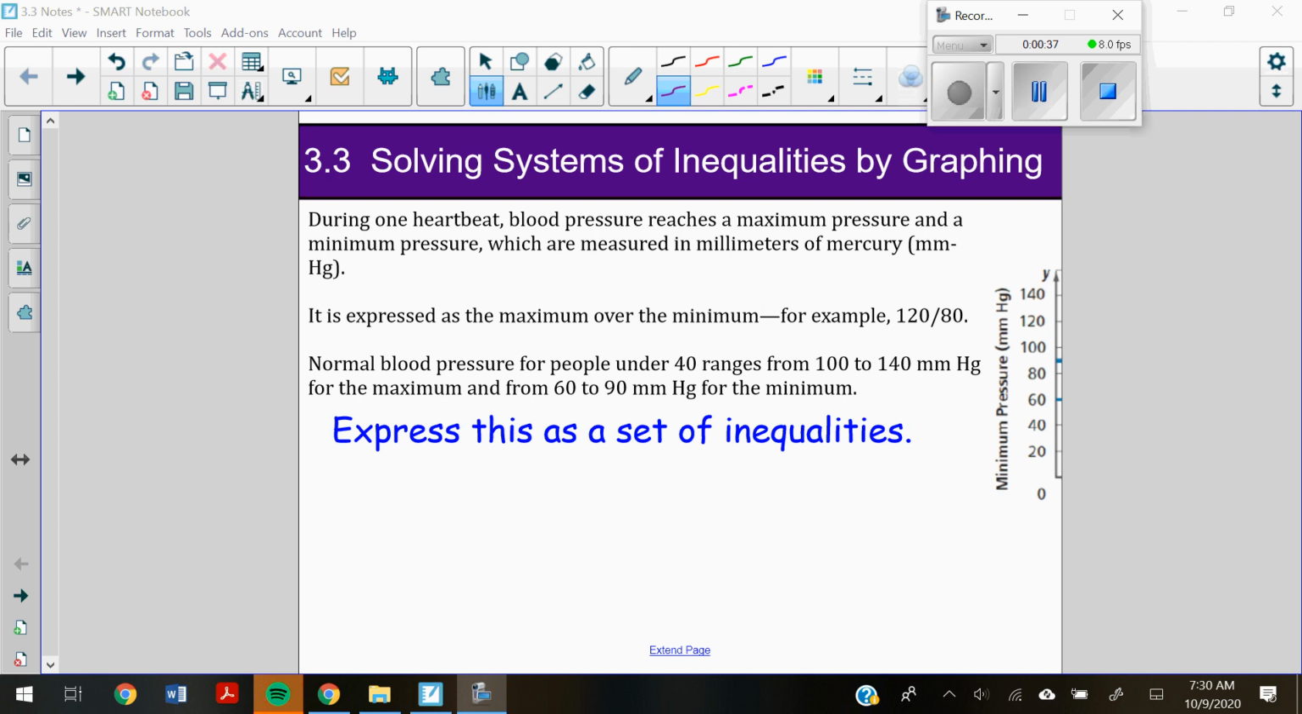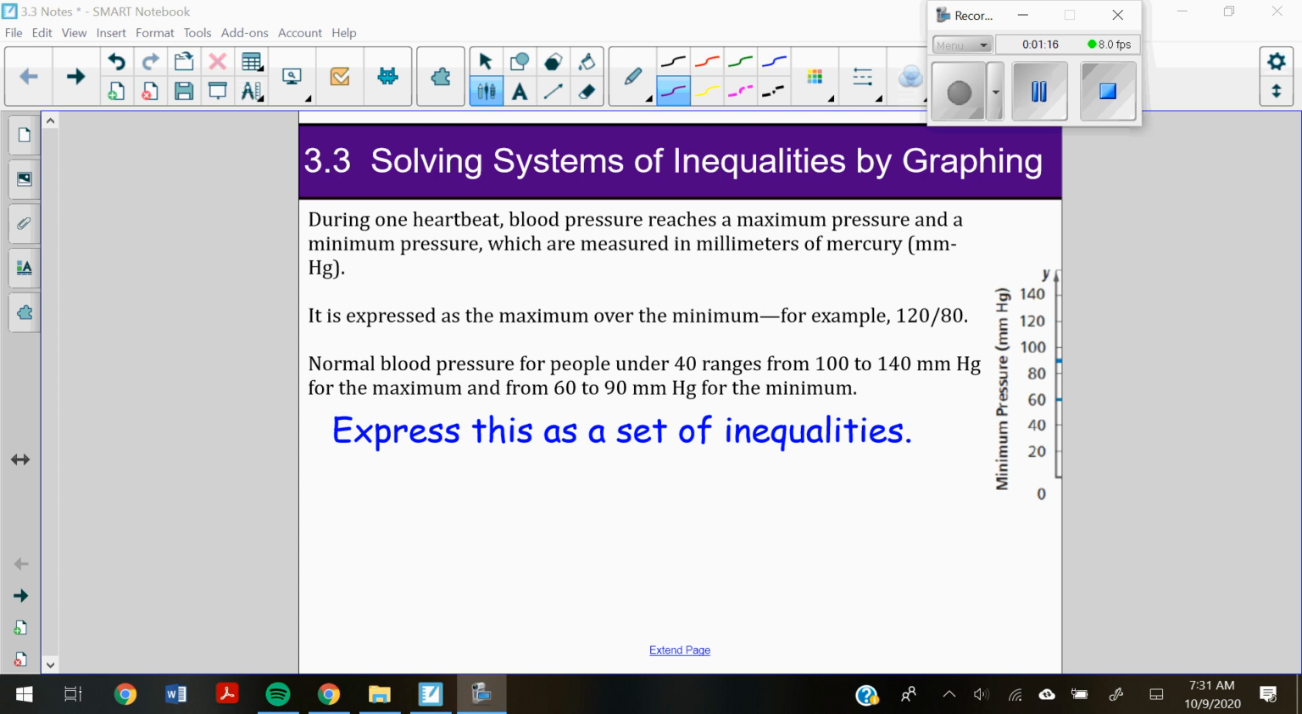During one heartbeat, blood pressure reaches a maximum pressure and a minimum pressure, which are measured in millimeters of mercury, mmHg. It's expressed as the maximum over the minimum. So, for example, 120 over 80. When you go to the doctor, they'll give you blood pressure as a fraction like that. So the top number is the maximum and the bottom number is the minimum. So normal blood pressures for people under 40 ranges from 100 to 140 for the maximum and 60 to 90 for the minimum. So it says express this as a set of inequalities.